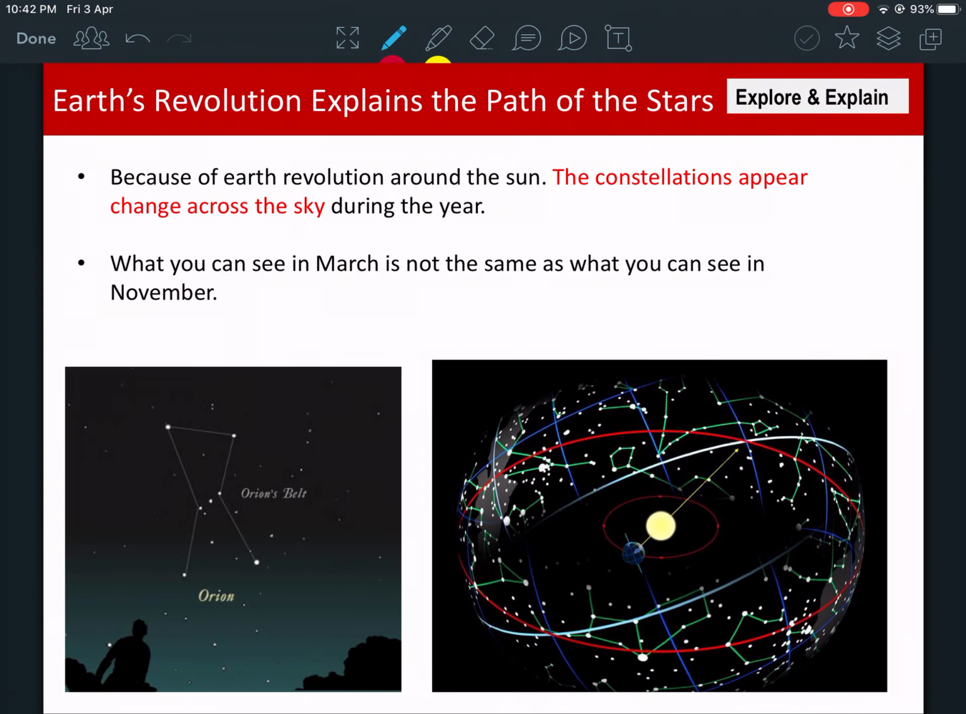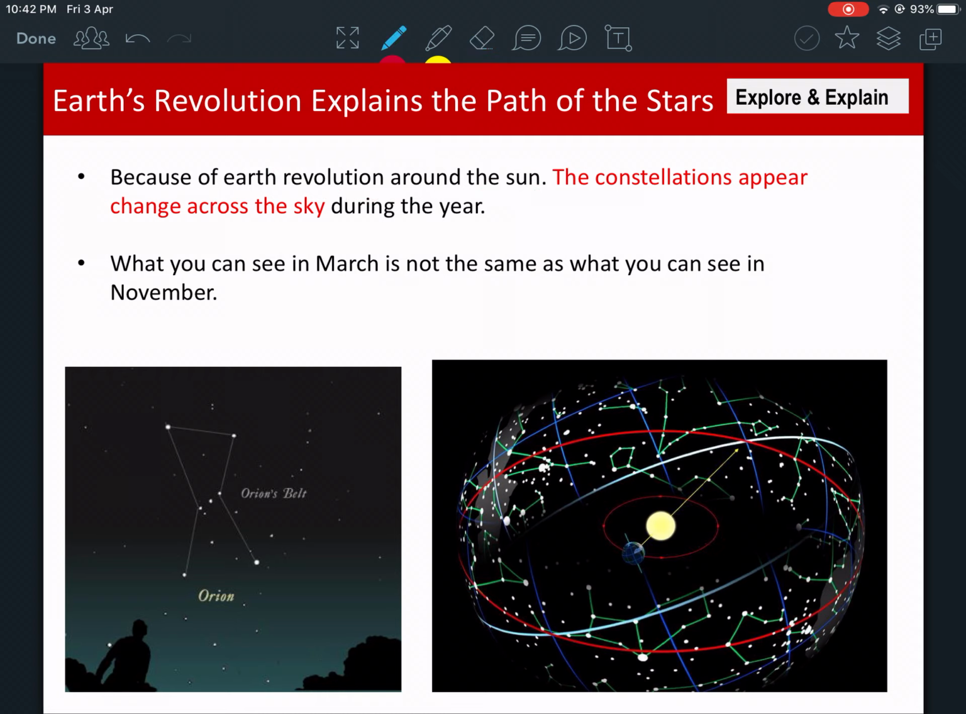Okay, so let's go back. Because of the Earth's revolution around the sun, you see the Earth is here, and it's turning around the sun, it takes 1 year. In this diagram, these are constellations, these are star shapes. So let's say you are here in November, you would see this star shape, right? But then when you turn around here and you're here in June, you would see this star shape. Because the Earth revolves around the sun, you would see different shapes of stars during the year. They're not going to be the same because we are moving.